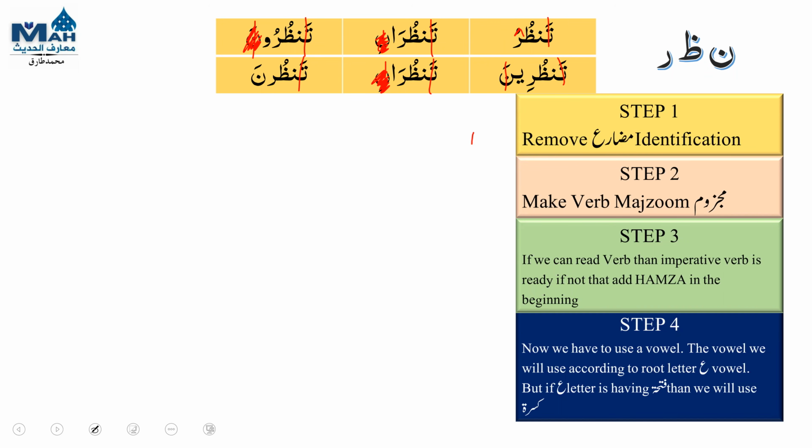If we can read the verb, then the imperative verb is ready. If not, then add hamza in the beginning. Okay, and now we added hamza. And step 4, now we have to use a vowel. The vowel will be used according to the root letter ayn vowel, but if the ayn letter is having a fatha, then we will use kasra.